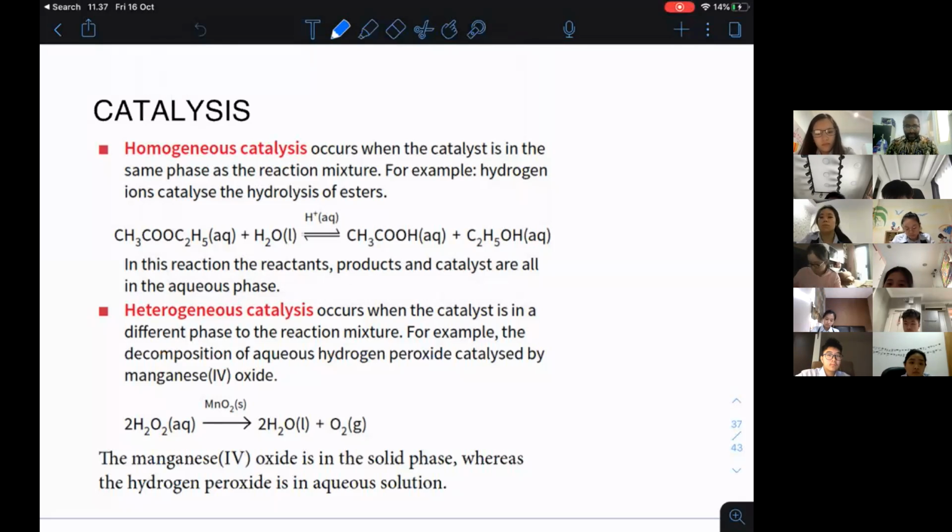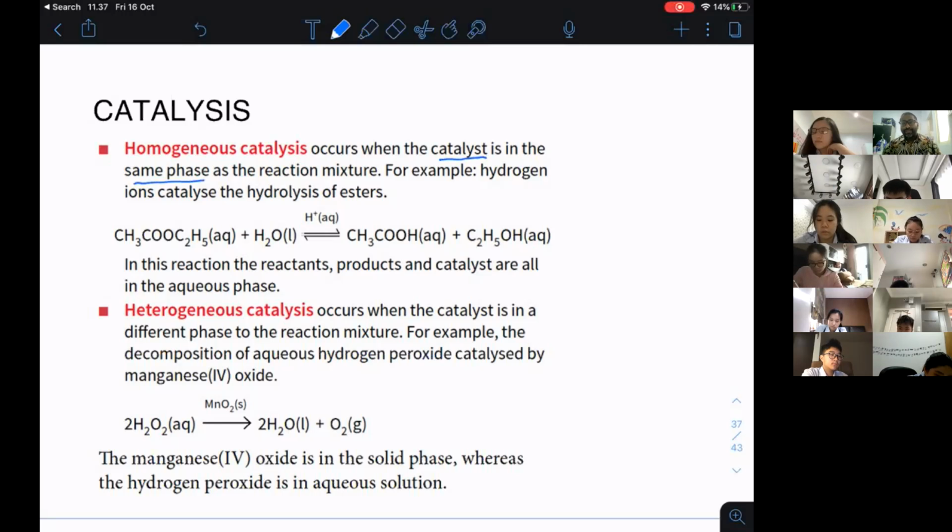Let's go through this slide, which is taken from your textbook. Everything that you have over here is from the textbook. So you can see that with a homogeneous catalyst, the catalyst is in the same phase as the reaction mixture.